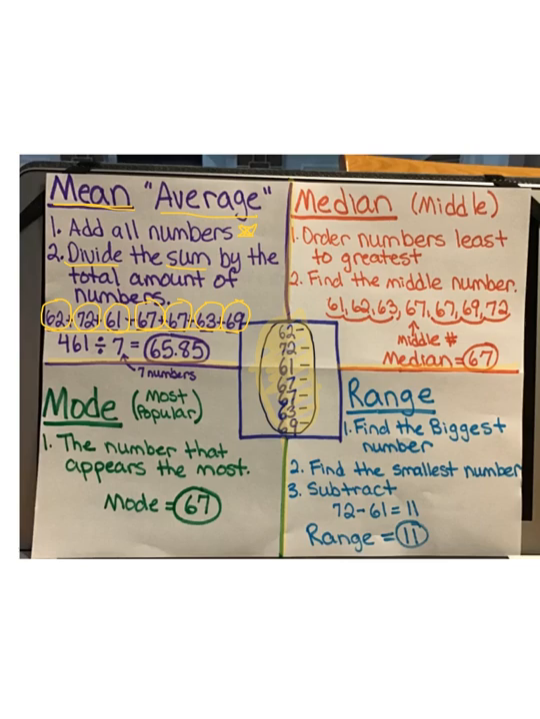So when I added them all together, I got 461, and I divided it by 7 because there's 7 numbers that I added together, and your average is 65.8. And remember, average is the same thing as mean.